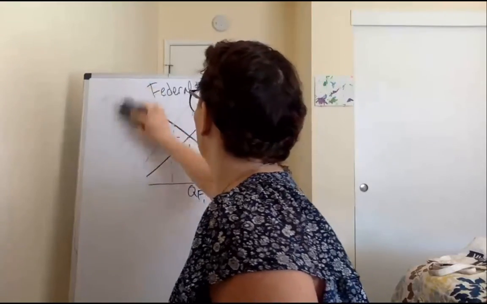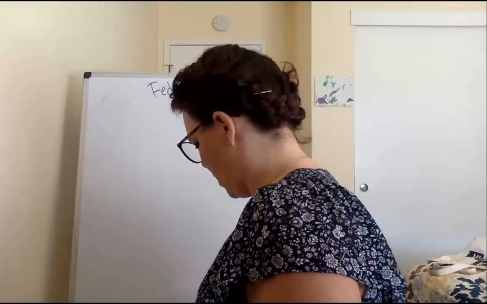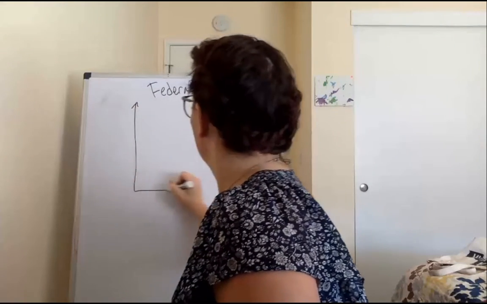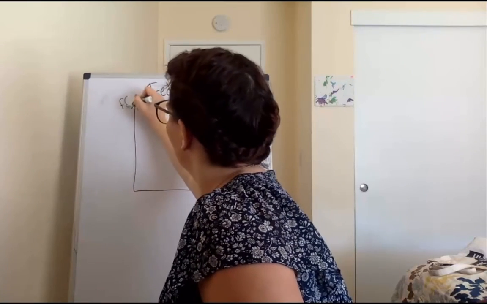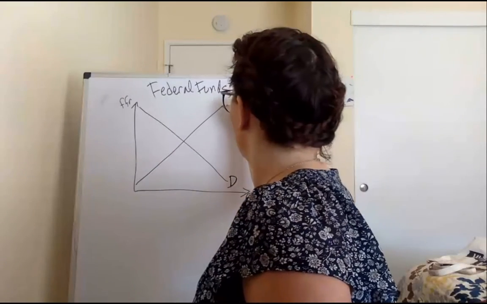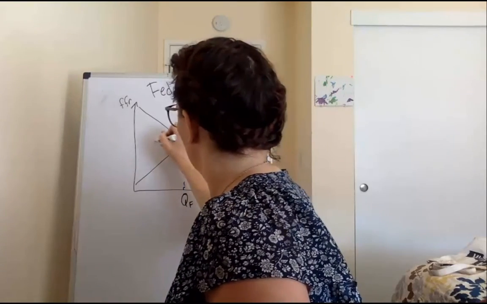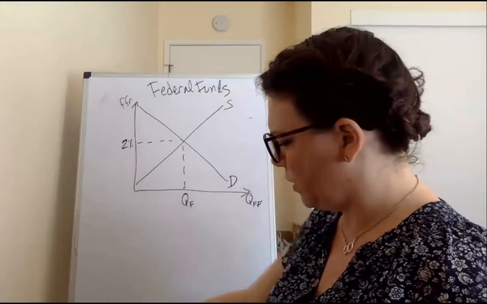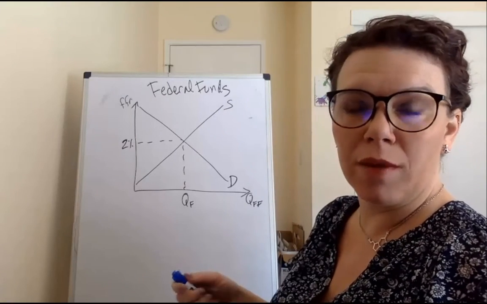So let's start over with a new clean graph. If we have our market for federal funds, with some quantity of federal funds here, and the federal funds rate up here, equilibrium demand, equilibrium supply, and some quantity. Let's put our equilibrium interest rate at 2%. The first thing we want to do is shrink the economy. Let's start out with that.